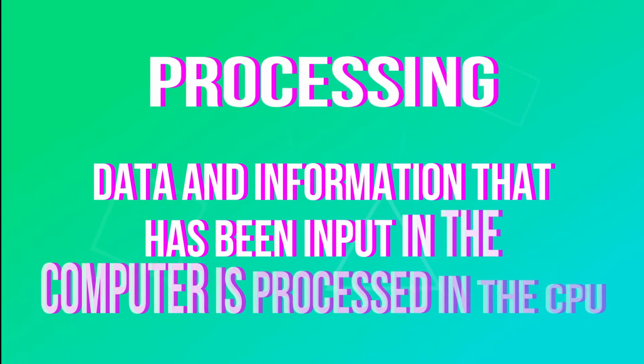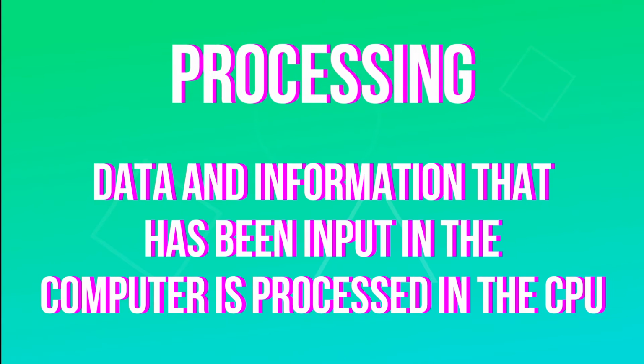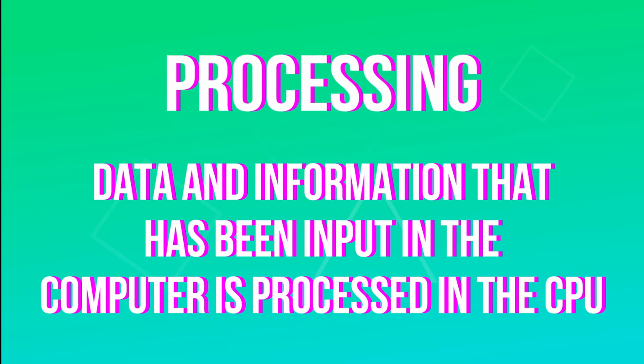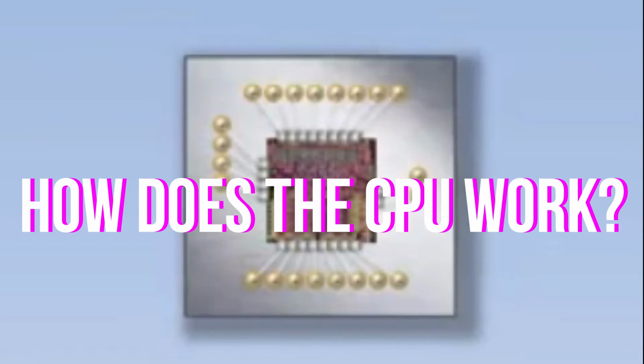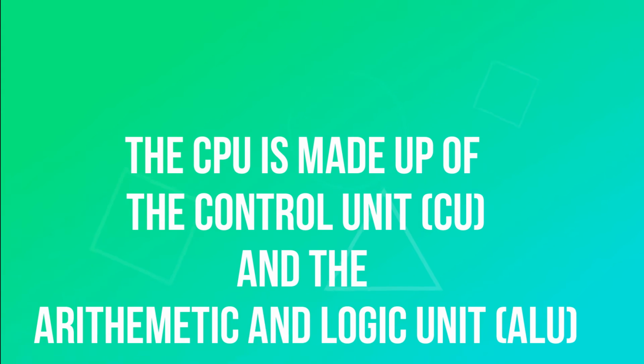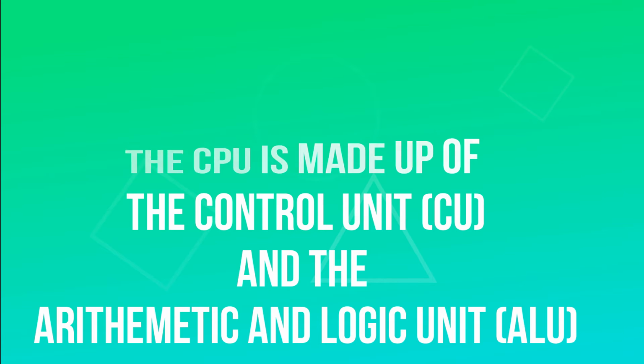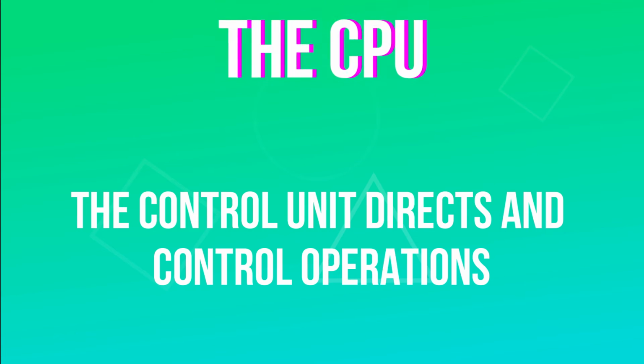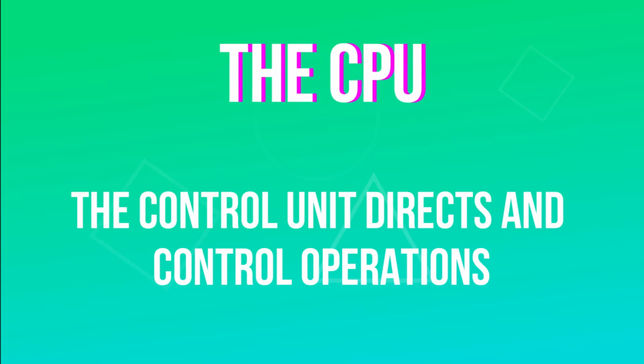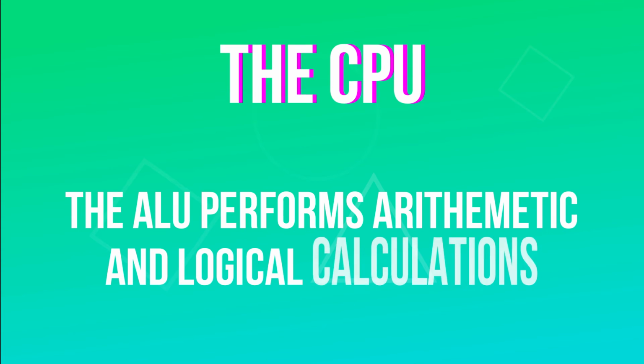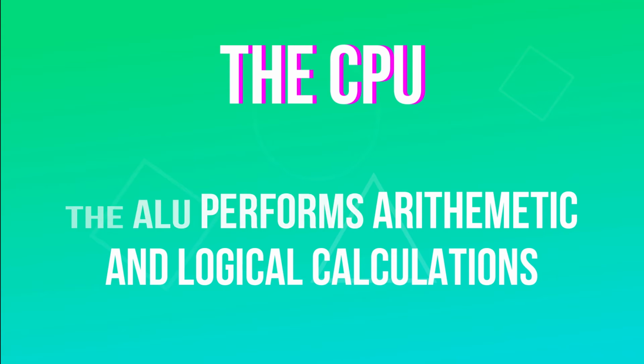Processing. Data and information that has been input in the computer is processed by the central processing unit, also known as the CPU. How does a CPU work? The CPU is made up of the control unit, CU, and the arithmetic and logic unit, ALU. The control unit directs and controls operations. On the other hand, the ALU performs the arithmetic and logical calculations.